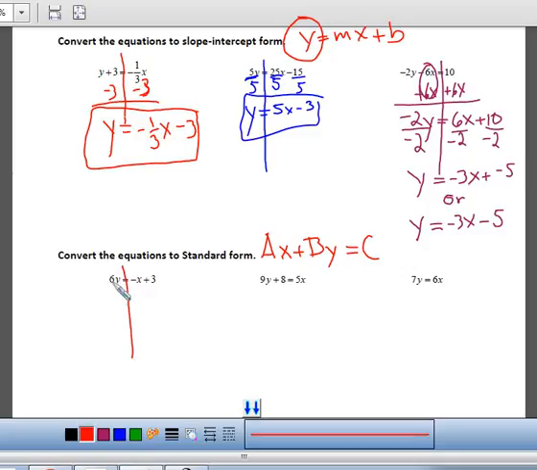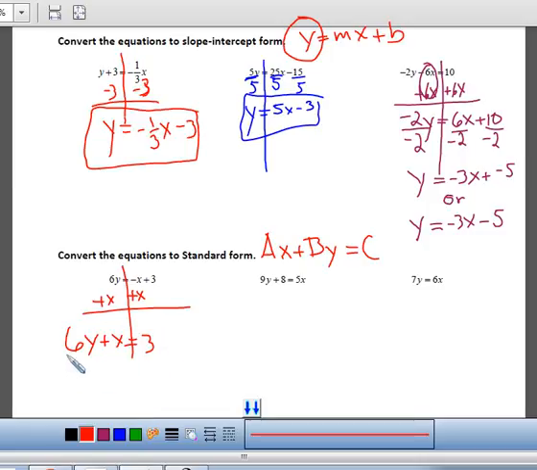Now we have the 6y is already on the left side. So we want to get this x over there, and we see a minus sign in front of it. So to undo it, we're going to add x to both sides. So I have 6y plus x equals 3. Hey, look at that. I'm all set. I don't need to do anything else.